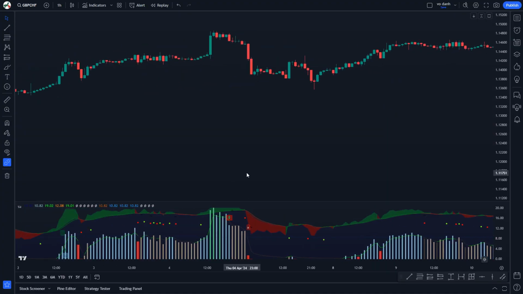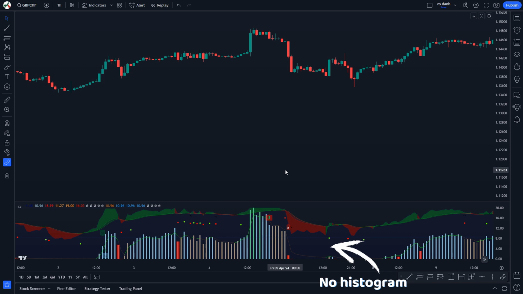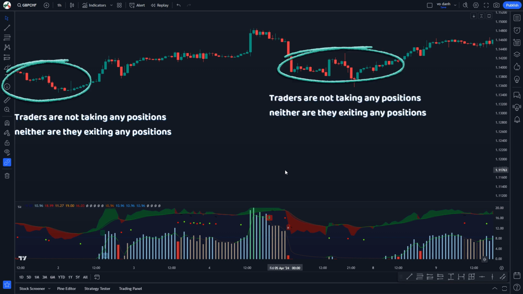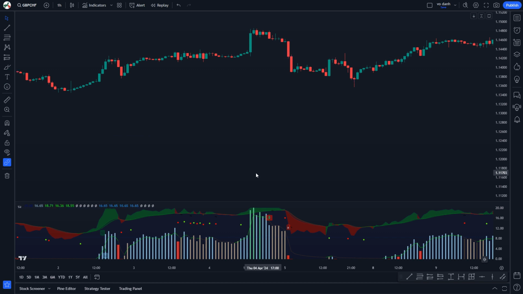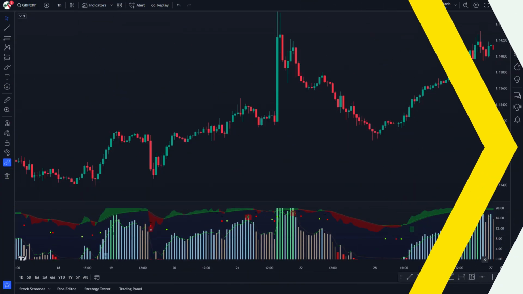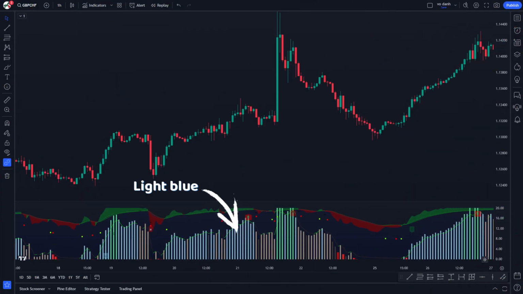So, in an area where there are no histogram bars like here, this indicates little to no institutional trading activity. This basically represents an area where institutional traders are not taking any positions, neither are they exiting any positions. So you probably also want to stay out of the market during these times. And then going forward, we have a light blue histogram. This indicates the presence of institutional traders in the market, suggesting bullish conditions. These are areas where you would also want to take long positions.